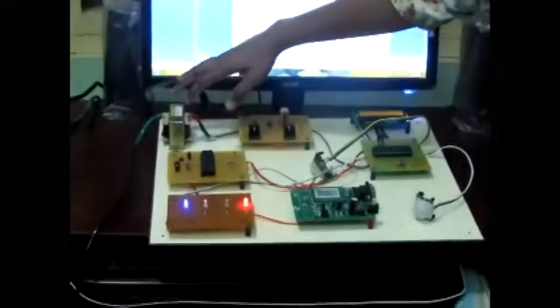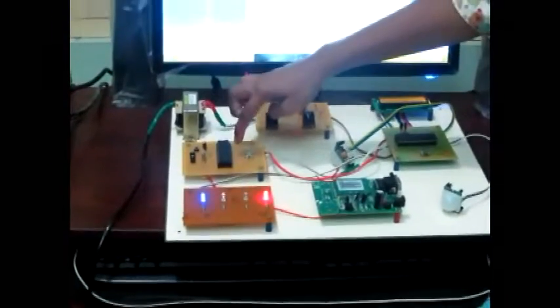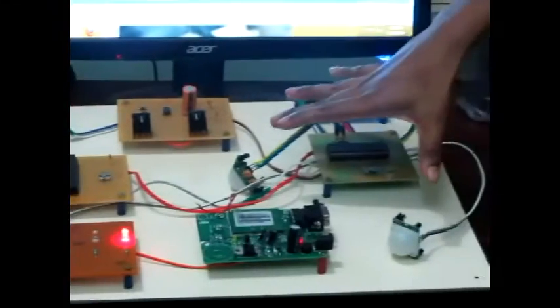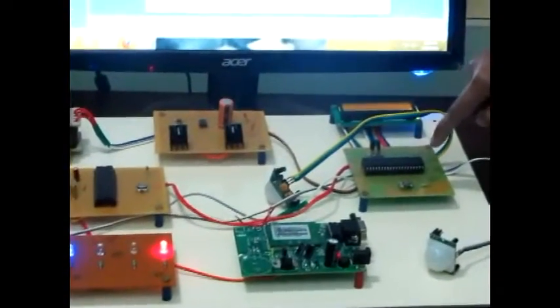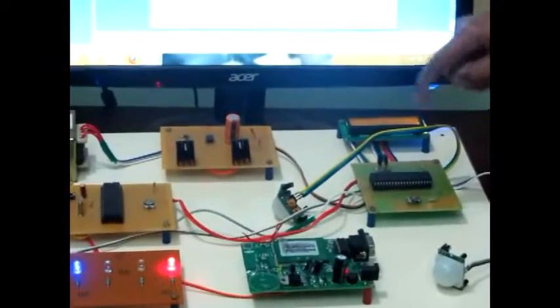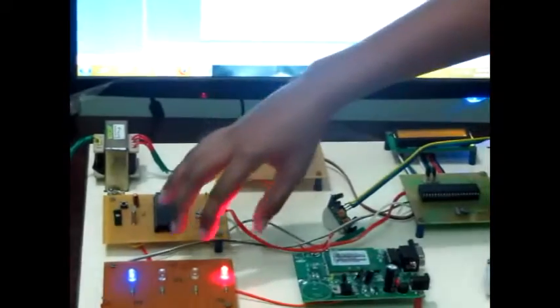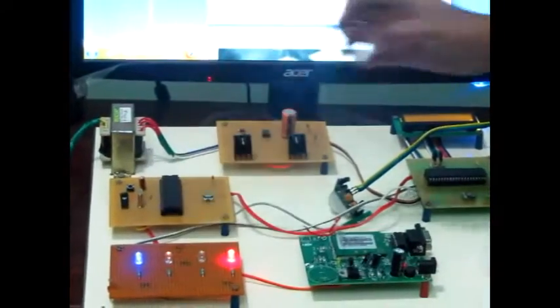In our project, we are using a power supply. Power supply is given at 12 volt. And this is the microcontroller interface, and we are using two types of sensor. This is the microcontroller, a PIC microcontroller. In this PIC microcontroller, we have programmed for this project. And this is the GSM. This shows the counting of passengers entering the bus.